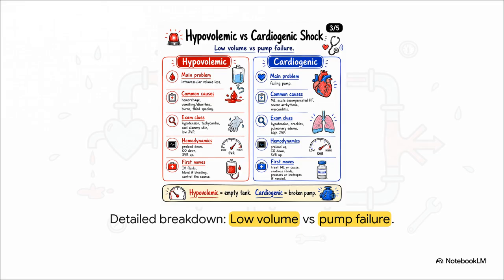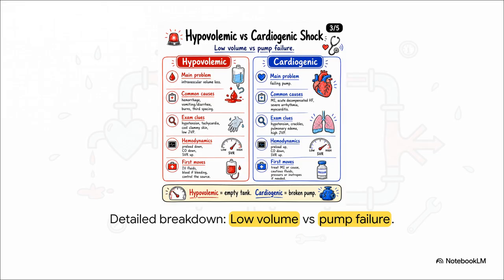With hypovolemic shock, the core problem is intravascular volume loss. Your exam clues are going to be flat neck veins, tachycardia, and distinctly cool, clammy skin. Why? Because that SVR is sky high, clamping down on blood vessels in the skin to save the core organs. Your first move is to fill the tank. Pump in IV fluids or blood.